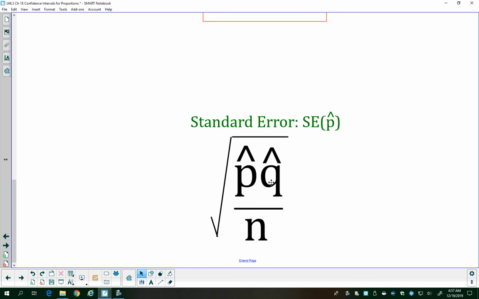Back when we were talking about the distribution of sample proportions, we had some idea of what the population proportion was, and we used regular p, regular q. So that's why we call it standard deviation. Here, since we have just values from a sample, we call it a standard error.